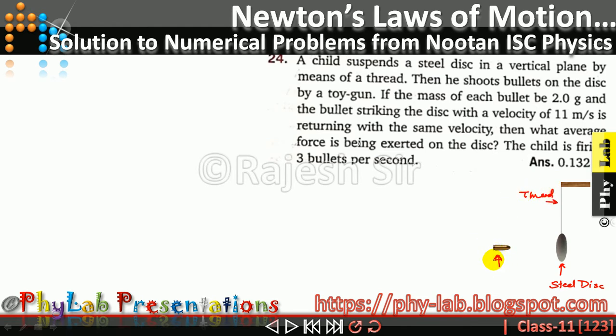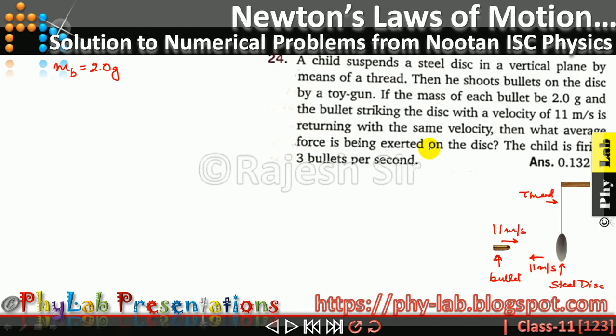So this is the bullet which has been shot, and this bullet has got a mass of 2 grams. The bullet is moving with a velocity of 11 meter per second and returns with the same velocity. So after the bullet strikes, it returns back with the same velocity of 11 meter per second.